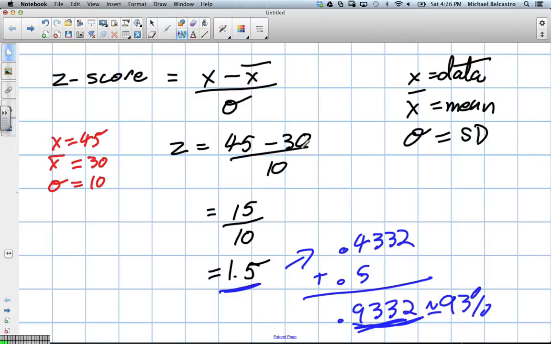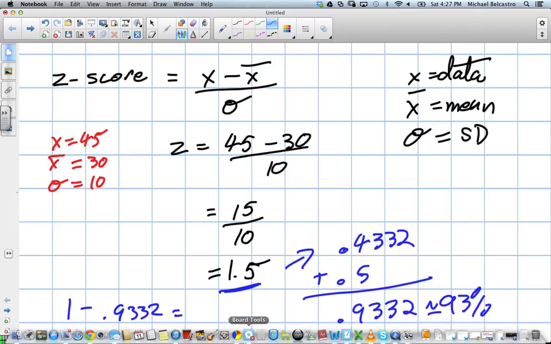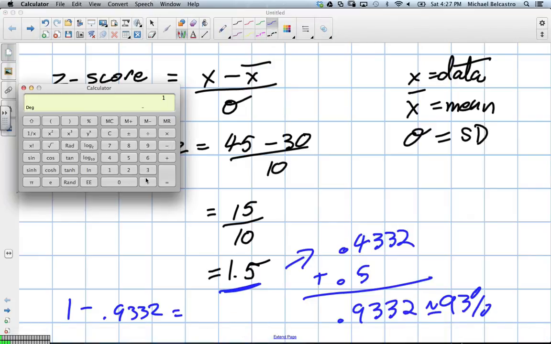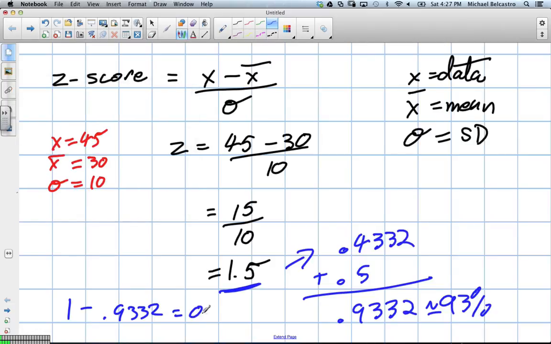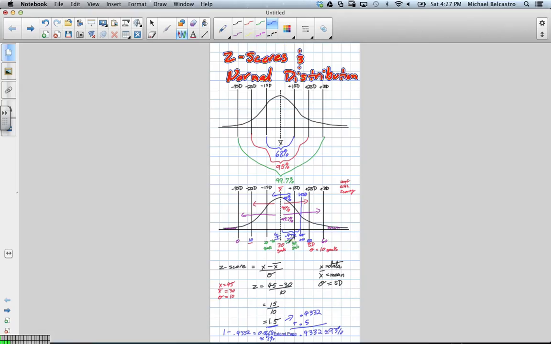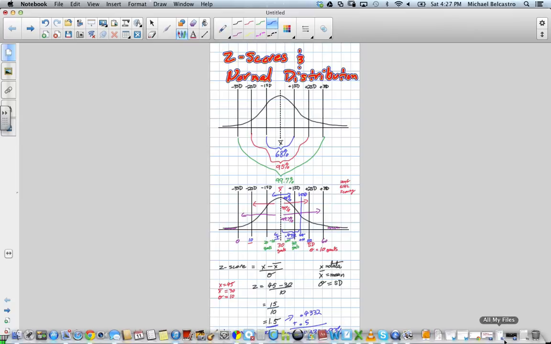And what if they said what percentage of players scored above that, above these 45? Well, in that case, we're going to have to take 1 and subtract our 0.9332. 1 minus 0.9332 gives us 0.0668, which is approximately almost 7%, right? That makes sense. 7% of the NHL scores more than 45 goals. Again, pretty logical for what we're doing here. So that's kind of how we work with Z-scores, how we find them, and how we try to make sense of them with standard deviation and what we're doing here.